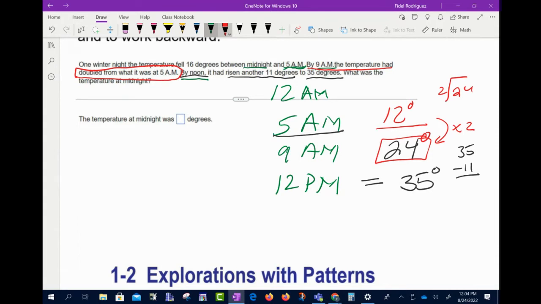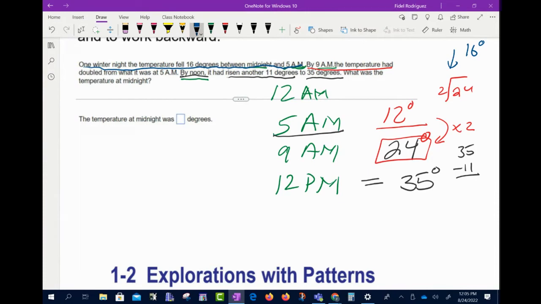So now it says, let's see. I'm going to clean up some of this mess right here. Here we go. One winter night, the temperature fell 16 degrees between midnight and 5 a.m. So whatever it used to be at 12 a.m., it had dropped 16 degrees. So if it dropped, that means that it was getting colder, right? So how would I go back to figure out what the temperature was at midnight?